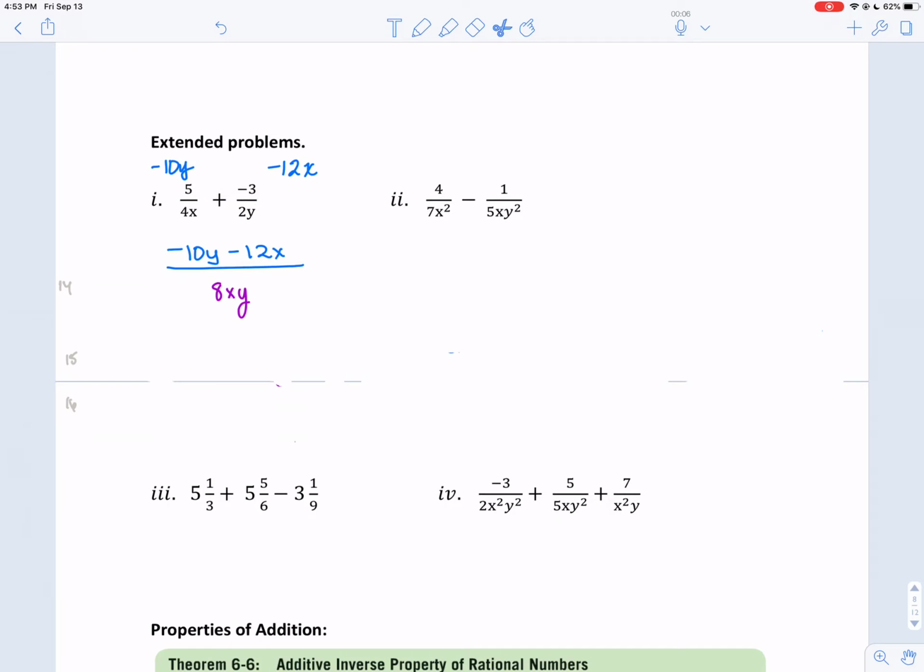Notice every number is divisible by 2. So I'm going to factor the 2 out of the top, and then I can reduce it and cancel the 2 into the 8 and wind up with negative 5y minus 6x over 4xy.